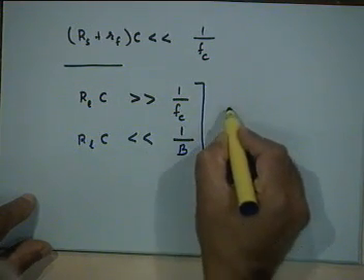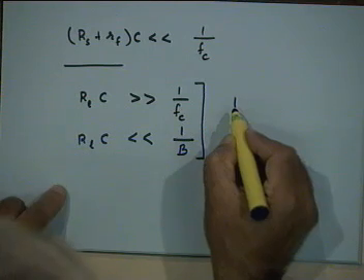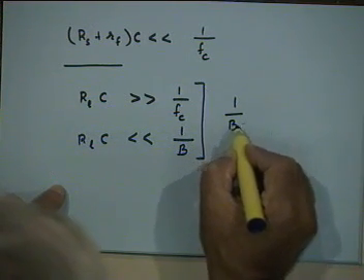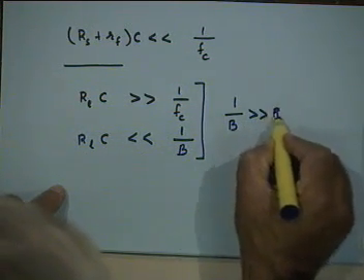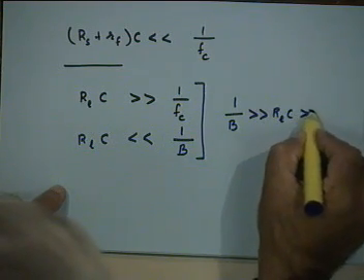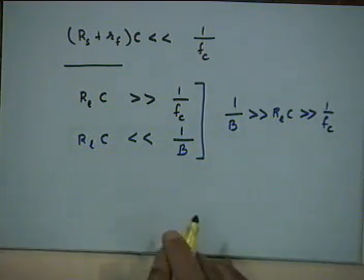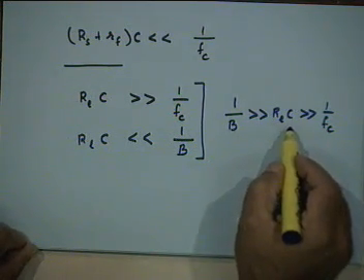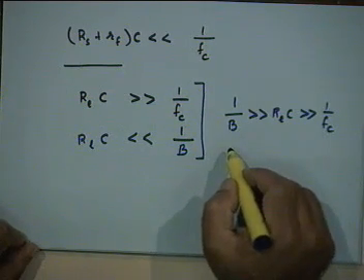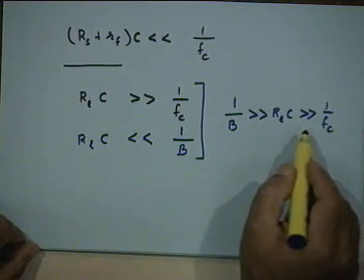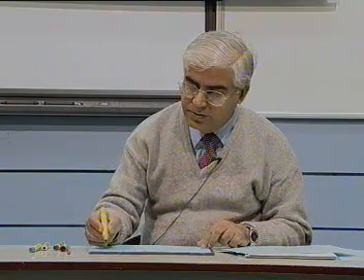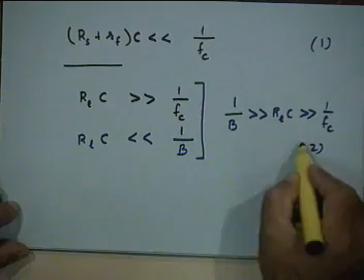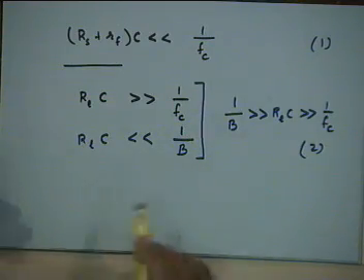These two conditions we can put together to say that the time constant R sub L times C should be much less than 1 by B, but should be much greater than 1 by FC. So if these two conditions are satisfied, by and large you will have a system which works nicely, right? So these are the two conditions that we need to satisfy. Any questions?